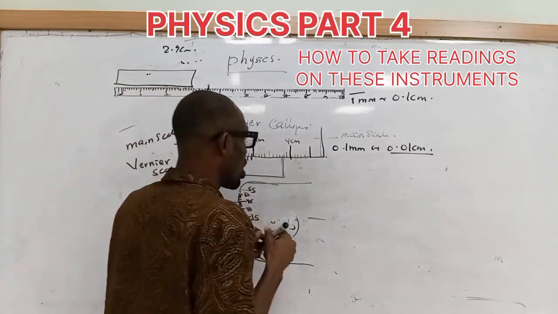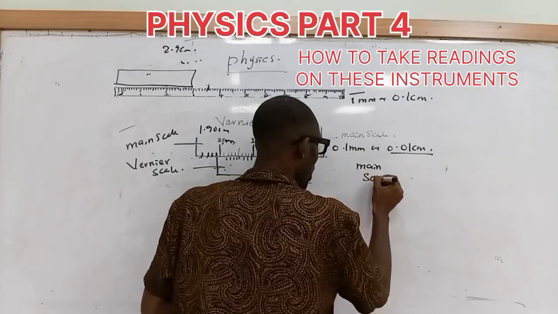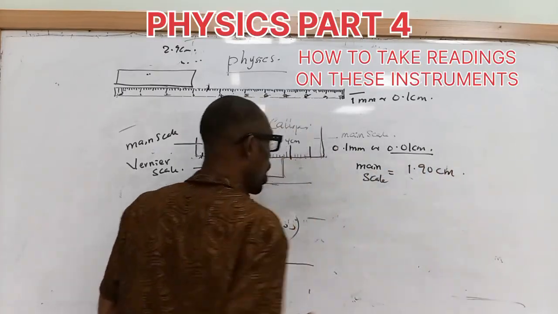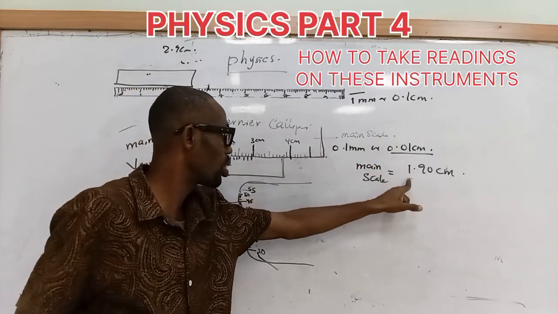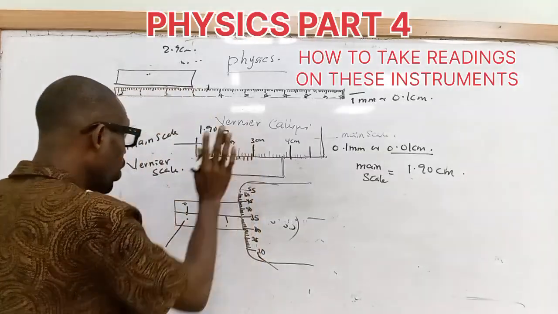So let's take this now. We'll come here and write for the main scale. Main scale, what do we have? We have 1.90 centimeter. Do you agree with me? Because it's in centimeter, so you can see 1.90. You see it now. So we are following this thing.